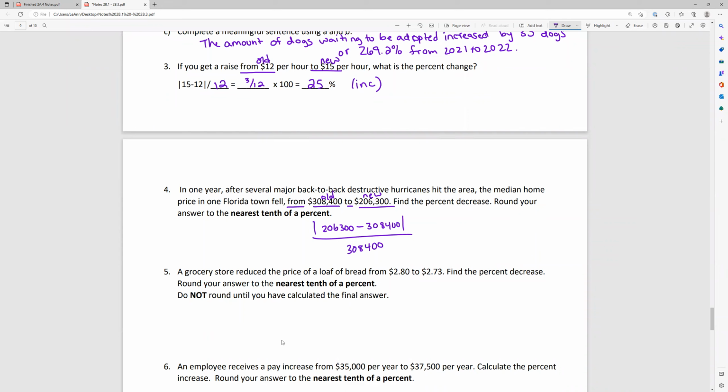That top number, I don't remember what I got for that. I didn't write it down. Let's figure it out. 206,300 minus 308,400. That's negative 102,100, but we take the absolute value of that. So it's just 102,100 divided by 308,400.